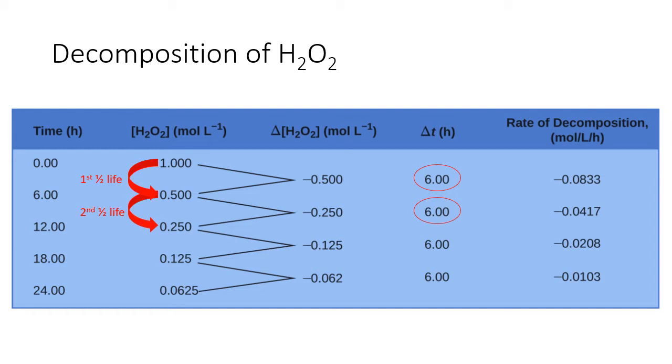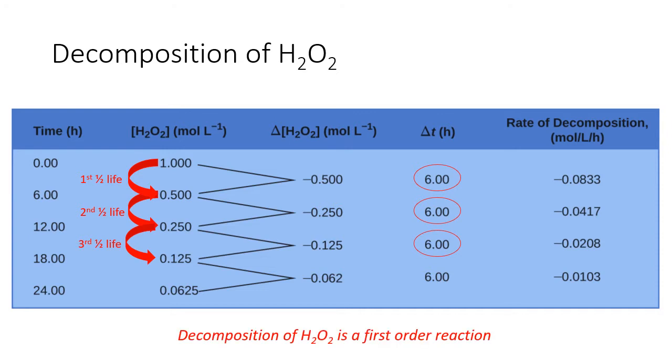For hydrogen peroxide, we could consider a third half-life, the time it takes for the concentration to drop from 0.25 moles per liter to 0.125 moles per liter. This would represent the third half-life. In this case, delta T also equals 6 hours. So hydrogen peroxide is a first-order reaction. And we can see that for a first-order reaction, the half-life doesn't depend on the starting concentration. No matter what we started with for our concentration, the time lapsed for half of it to go away was 6 hours every time. This will be true for any first-order reaction.